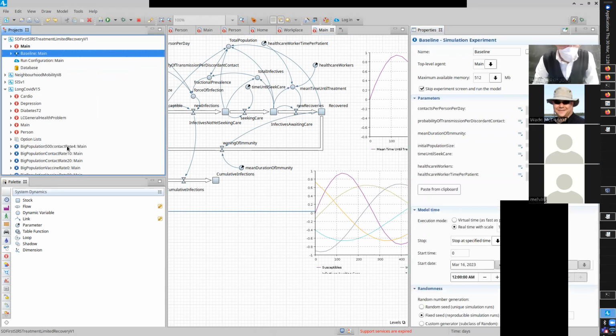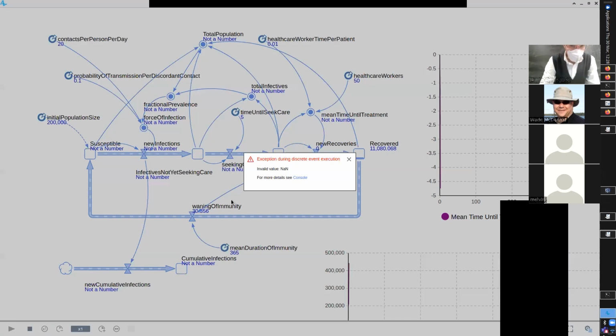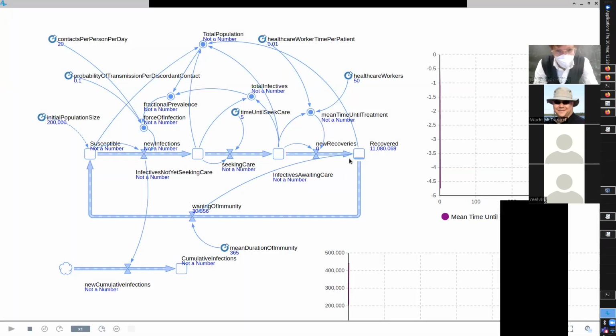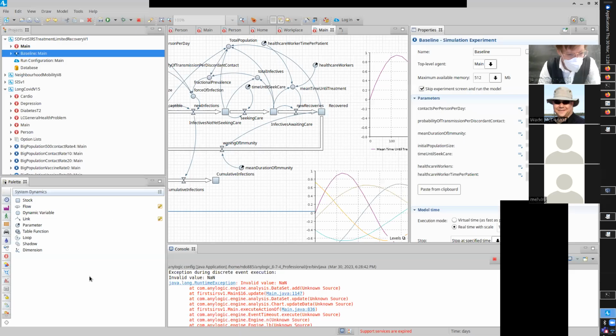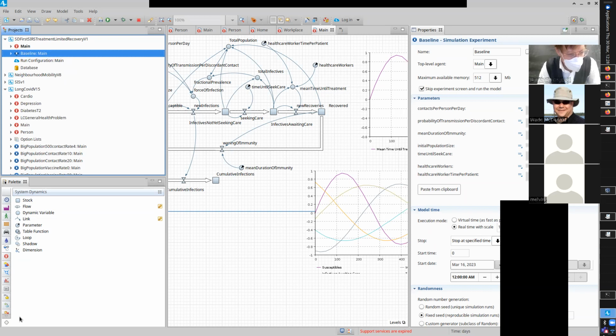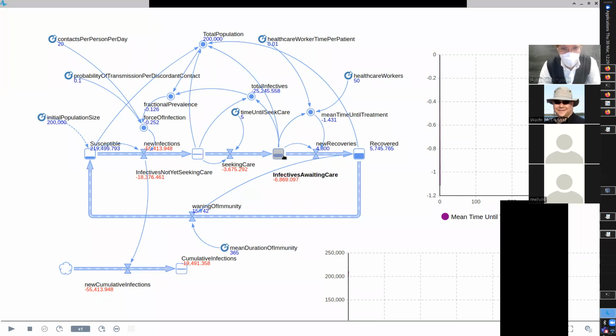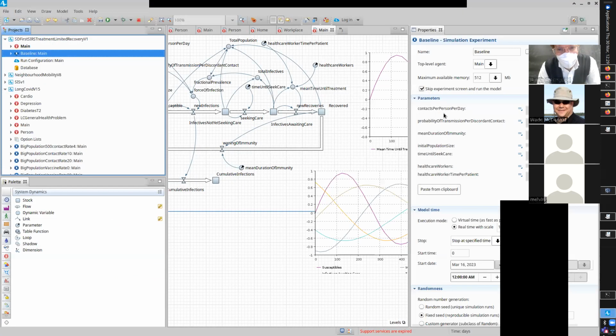There'll be nobody awaiting care, but there's nobody and they would be, oh my gosh, look at that. Oh my gosh. That's really exciting. Okay. So let's go see what happened here and see if we can figure it out. Okay, so something bad has happened. Mean time until treatment is negative. This is not good. Total infectives is negative. Infectives not yet seeking care. Okay, so this is fascinating. What is going on here?